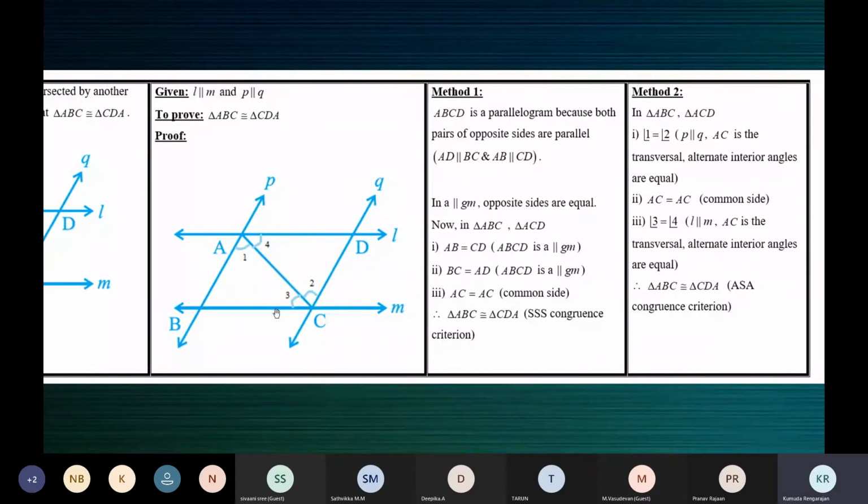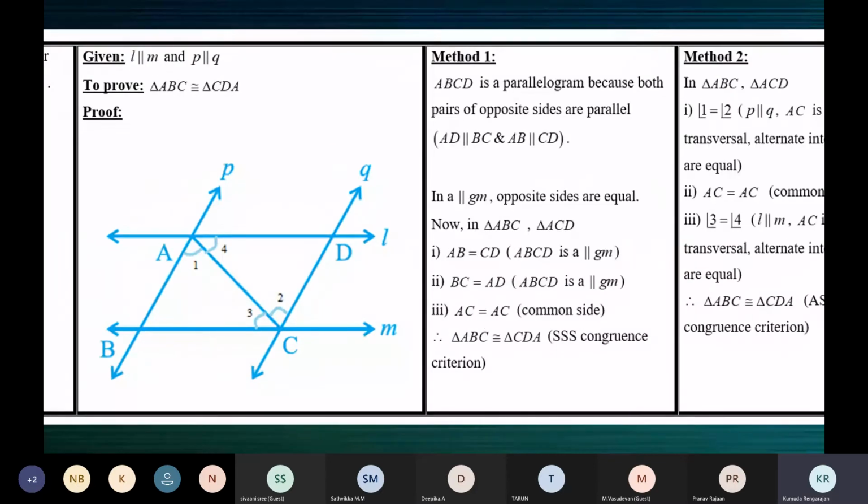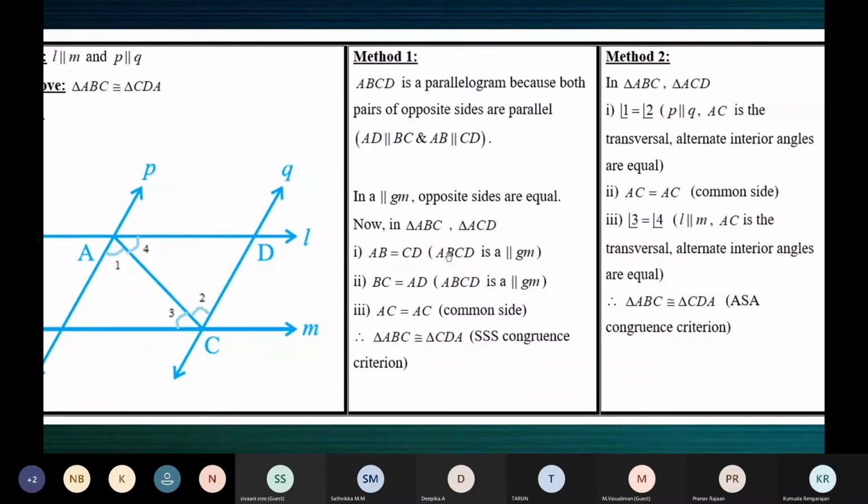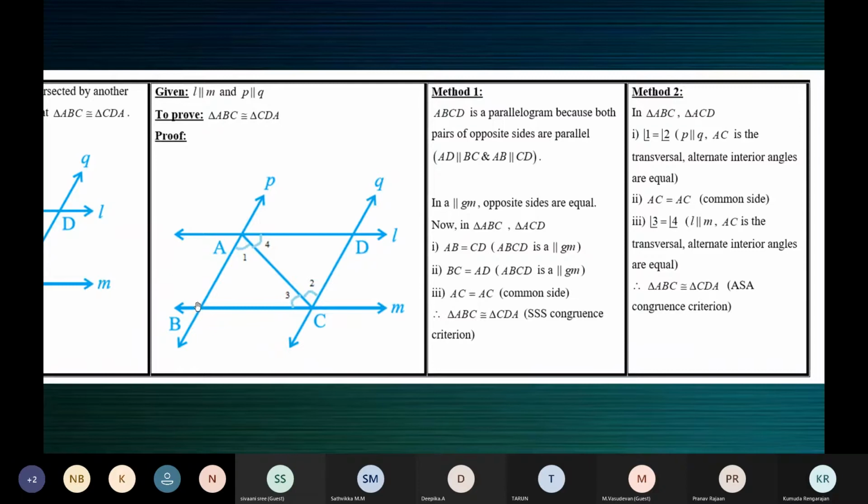In the other method, here we've made use of only the sides. We've written three pairs of equal sides. SSS rule, the triangles are congruent. Now it is for this one that the numbers 1, 2, 3, 4 are used. So you can see here, some line, a transversal.